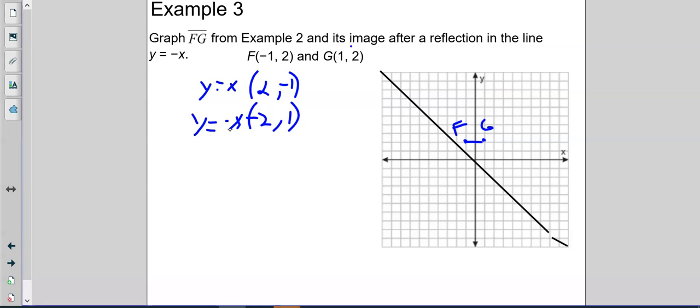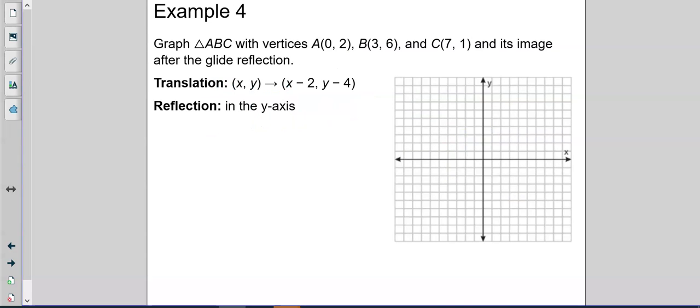So 1, 2, we just switch them to 1 like we did before, and then we do one more switch where we make them both opposite. So -2, 1, 2, +1, and -2, -1 right here. So this is F prime, and this is G prime. Similar concept, just adding a negative.